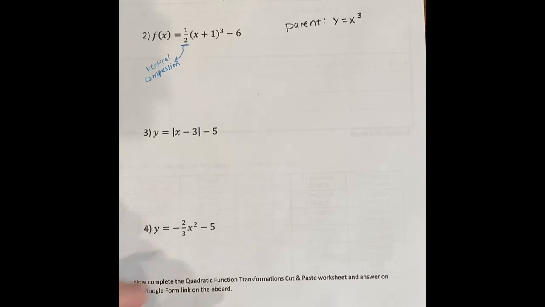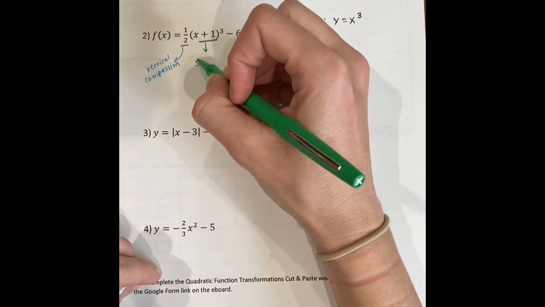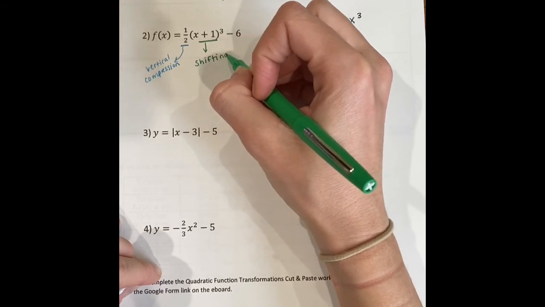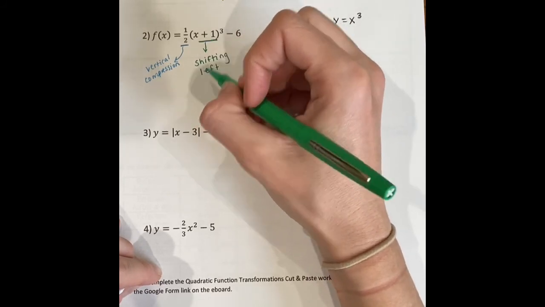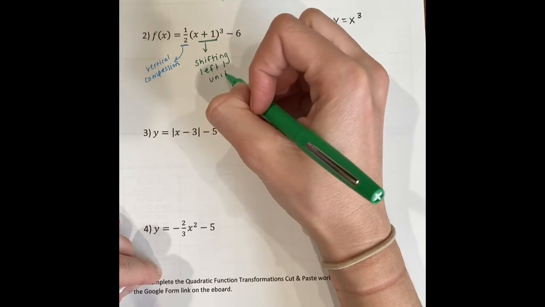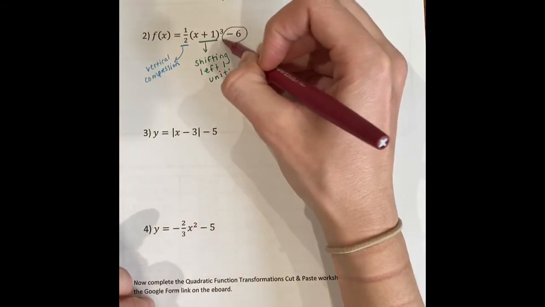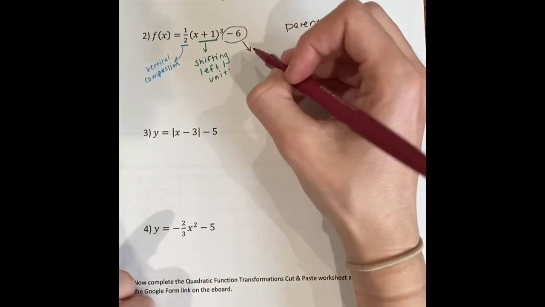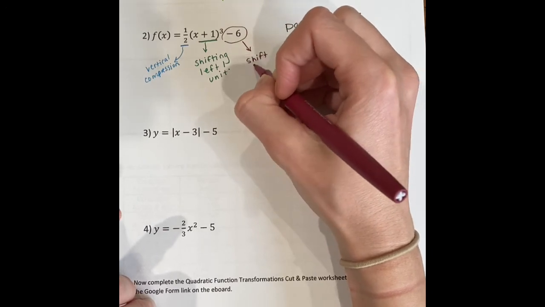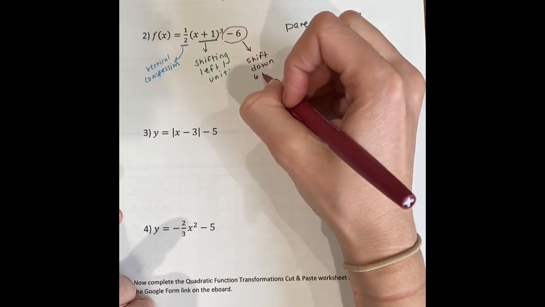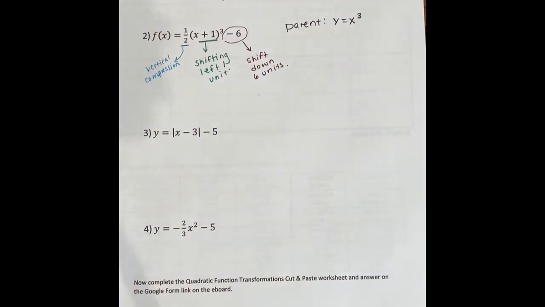Okay, then we have x plus 1 inside the function. That tells you our function is going to be shifting to the left 1 unit. And then finally, we are subtracting 6 on the outside. Subtracting 6 on the outside will tell me that we are going to shift down 6 units. So I want you to take a second, try 3 and 4, and then I'll put those answers up.